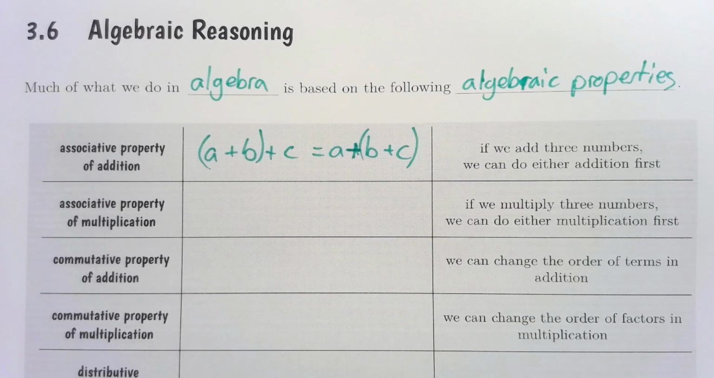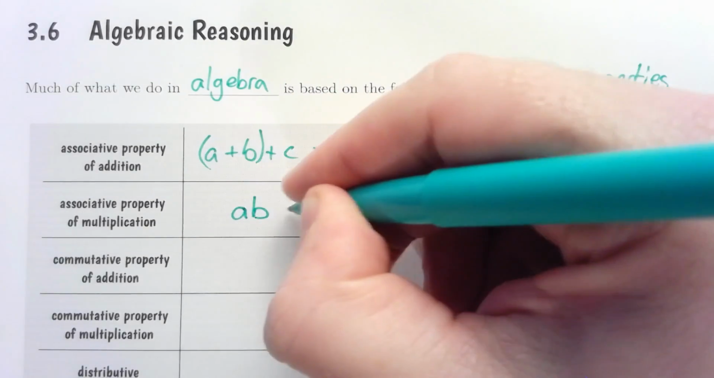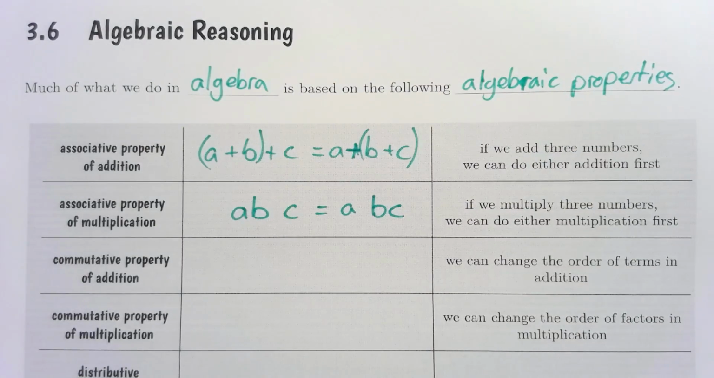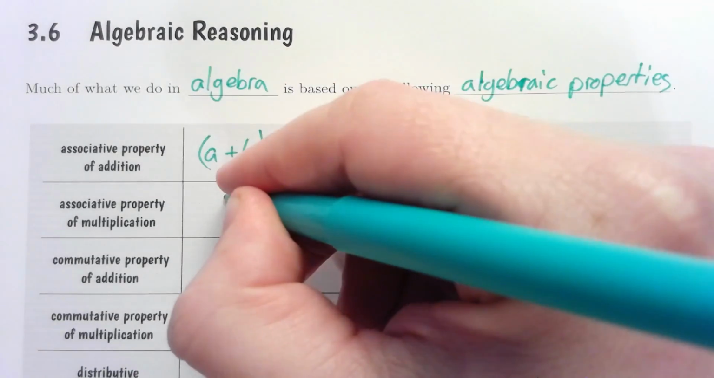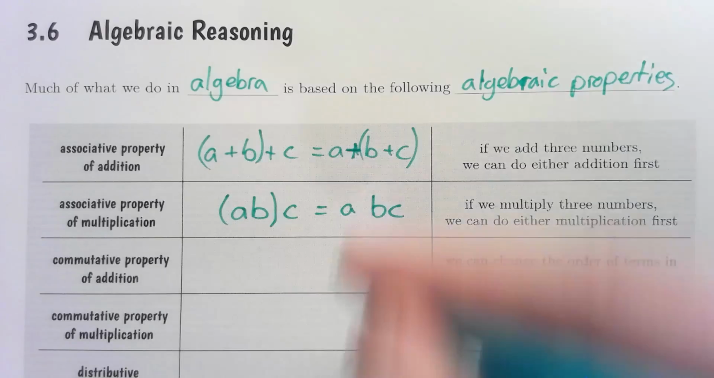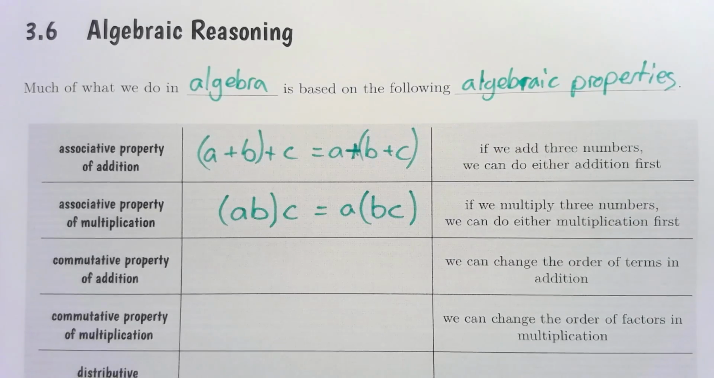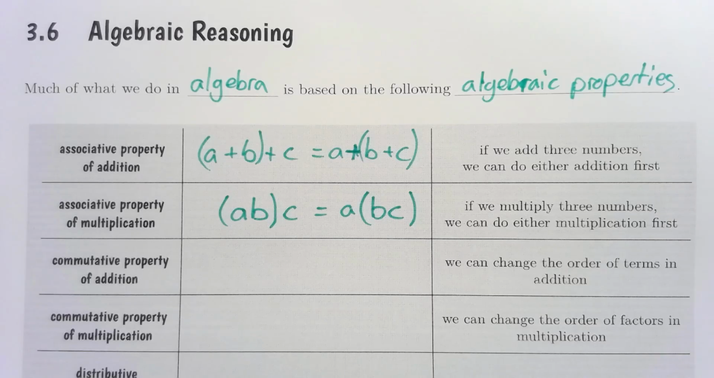The associative property of multiplication. This is similar, but this says if we have three values, A, B, and C, being multiplied, we can either multiply A and B first, or we can multiply B and C first, and we still get the same result. If we multiply three numbers, we can do either multiplication first.